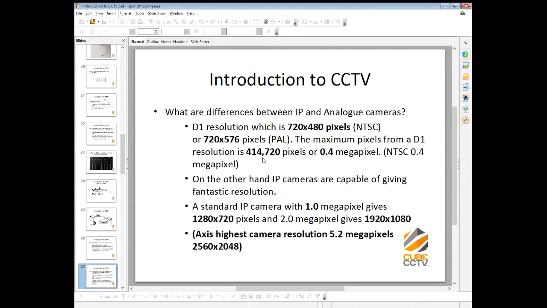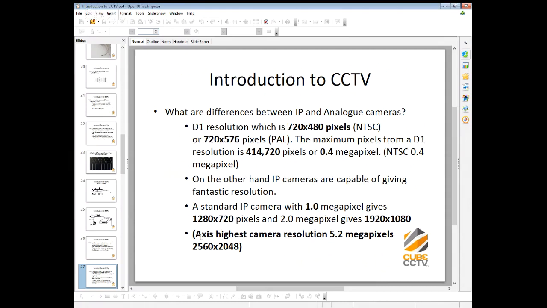Now, if you multiply that, you get to know how many pixels you are getting. For example, in PAL, you're getting 414,720 pixels, which is known as 0.4 megapixel. So when someone sells you a 2 megapixel camera, that's full HD. On an IP camera, the standard resolution starts from half HD, which is 1280 times 720, which gives you slightly lower than 1 million. Whereas for 1080p, if you multiply 1920 by 1080, that gives you 2 megapixel cameras. That's 2 million pixel cameras.